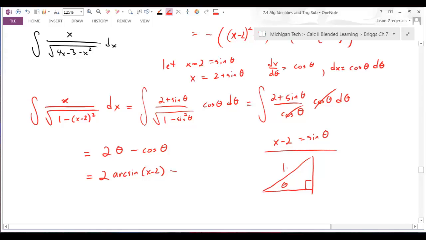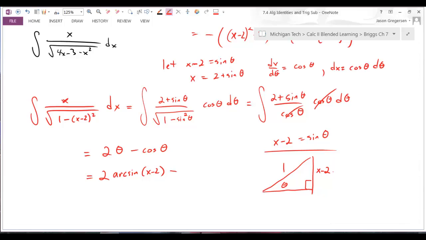But I know that sine of theta equals x minus 2. Sine of theta is equal to the opposite side over the hypotenuse. So because I know that, this opposite side must have a length x minus 2, because sine of theta has to equal this thing over this thing. So far, so good?